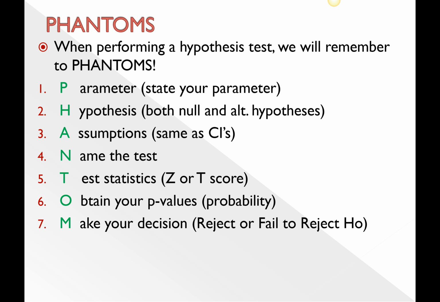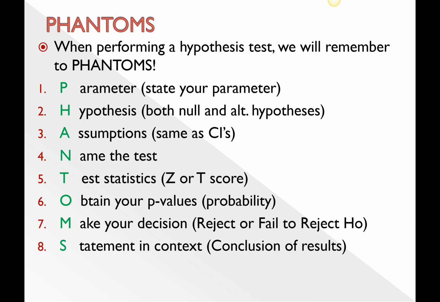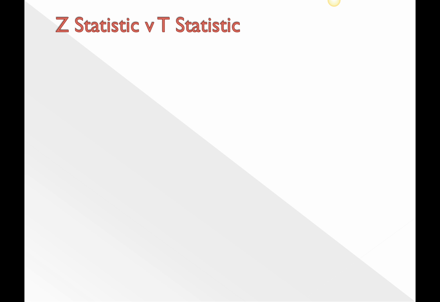Remember, if the P is low, the Ho's got to go, all right? So just remember that, and it'll help you make your decision. And then for the last part there, the statement in context. So this is when we're going to say that our p-value is either greater than alpha and we fail to reject, or P is less than alpha and we are going to reject our null hypothesis, our HO.